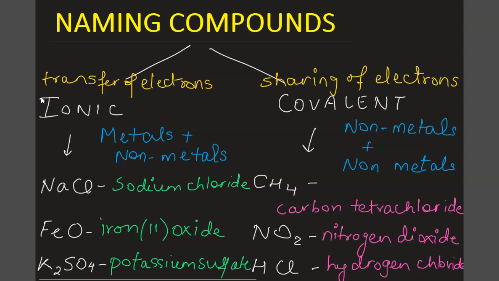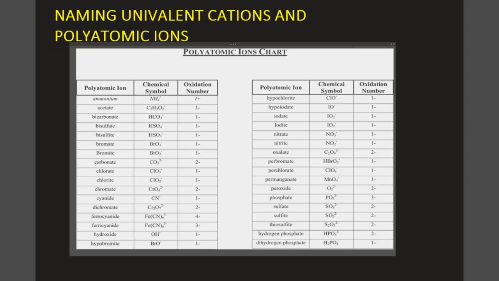Hey guys! In the previous video lesson, we learned how to name ionic compounds when they are univalent and multivalent cations present in them. In this video lesson, we are going to learn how to name ionic compounds when there is a polyatomic ion present. First of all, let's understand what is a polyatomic ion.